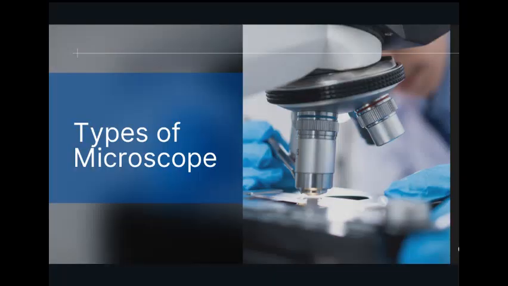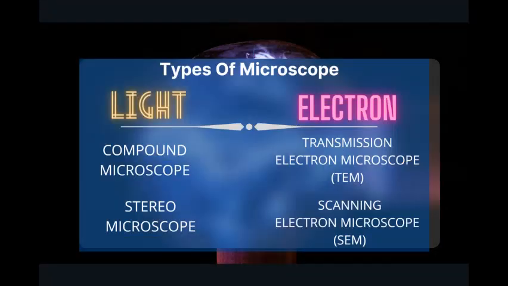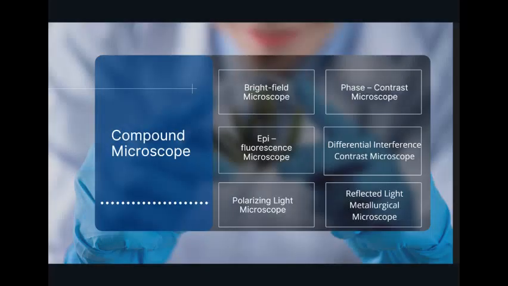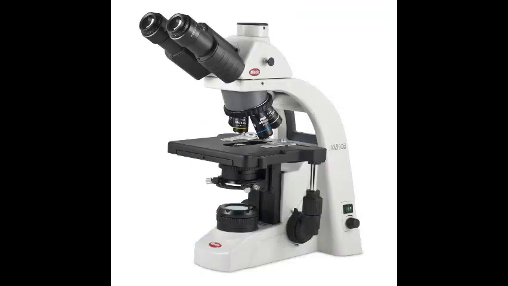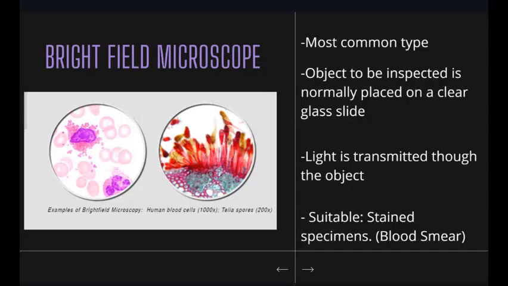So now let us take a look at the types of microscope. First up, under the light category, we have the compound microscope. One of the most common types of compound microscope is the bright field transmitted light microscope.